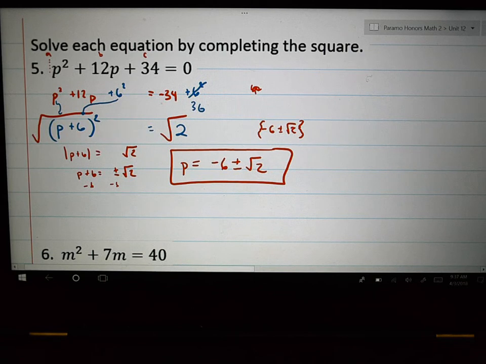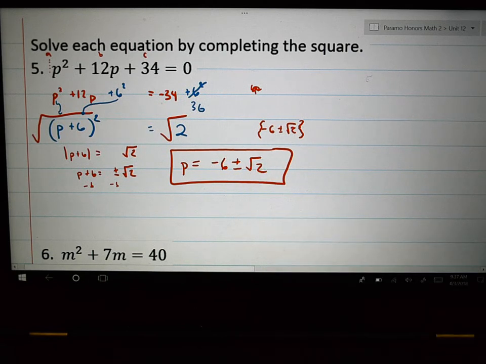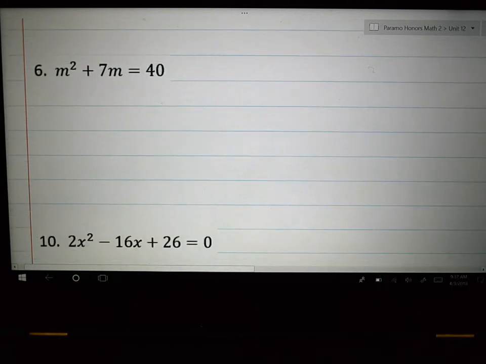So that's how we complete the square. Sometimes your answers will have square roots in them. Sometimes your answers will have fractions in them. Let's look at another one. Here's number 6.